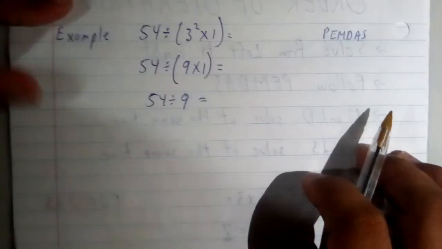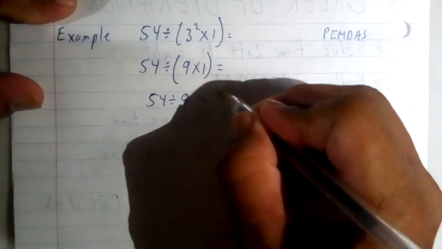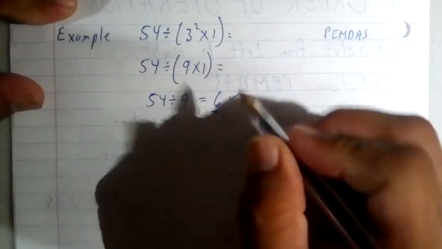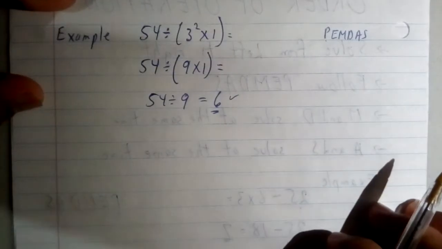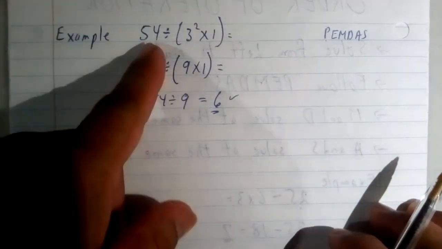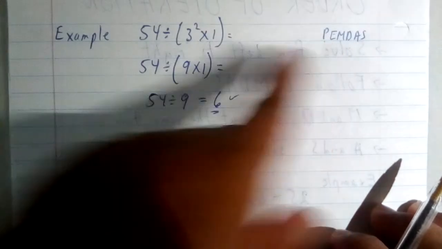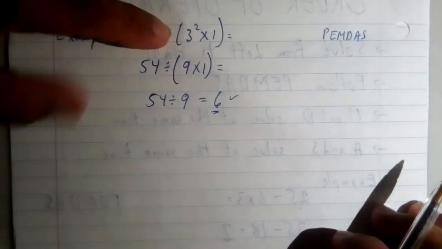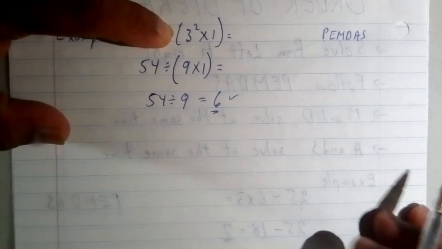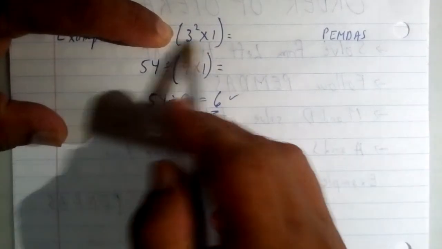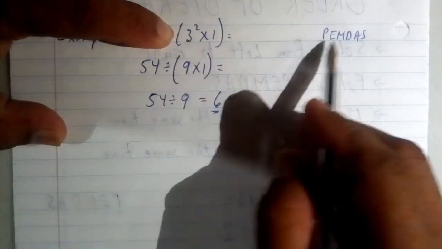So we say 54 divided by 9, which will give us 6, and that's our solution. So let's go back and recall how we work this out. We look at the problem. Is there any parentheses? Yes, so we took at the parentheses problem. When we look at the parentheses part, we look inside of the parentheses and we follow the order of operation.